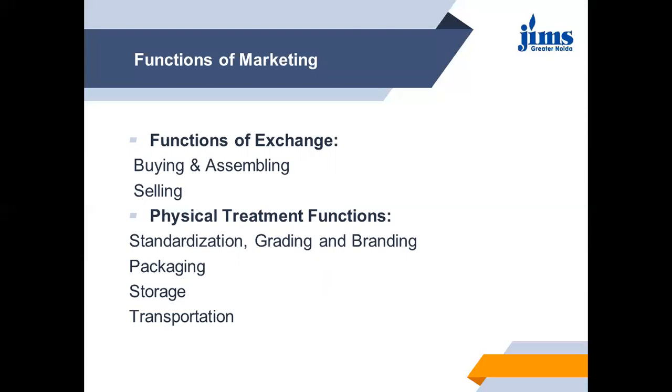The first function category is functions of exchange, where we have two major functions, buying and assembling, and selling. When I talk about buying and assembling, I mainly talk about buying of raw materials, sourcing raw material from different sources, and assembling them in the factory or the plant so that they can be converted into goods and utility with some value addition. So buying and assembling is mainly finding out the sources of raw material, collecting raw material, and assembling them in the plant.